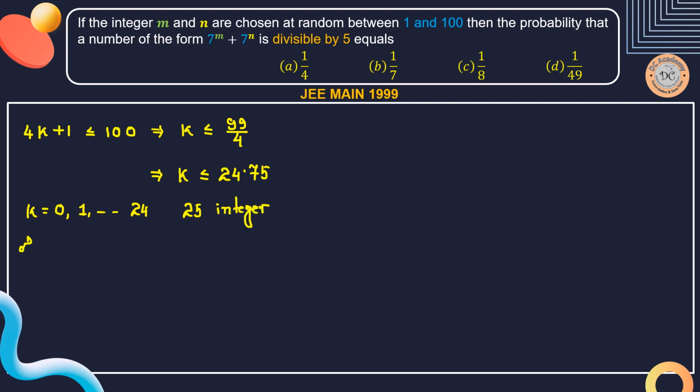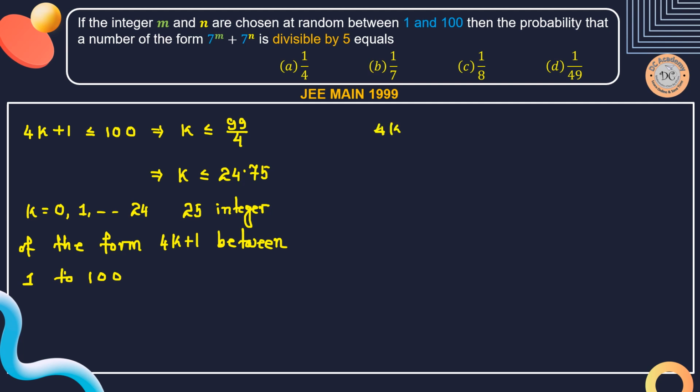of the form 4k plus 1 between 1 to 100. I'm sorry, of the form 4k plus 1, and that is actually between 1 to 100 that we obtain. Let's go ahead and test for the other one.